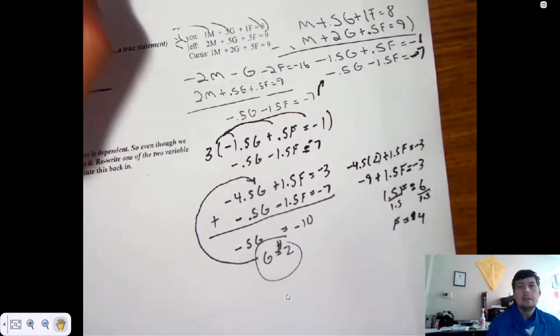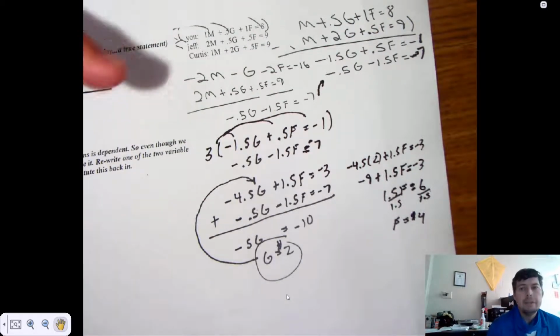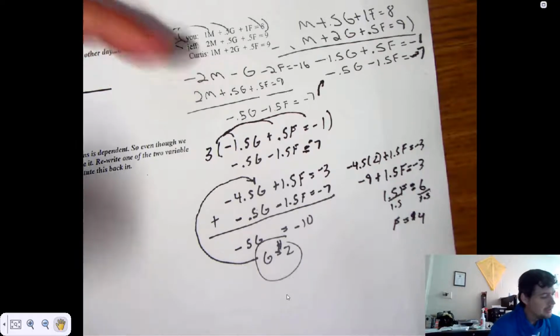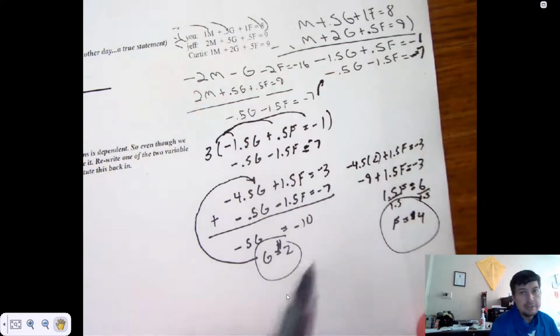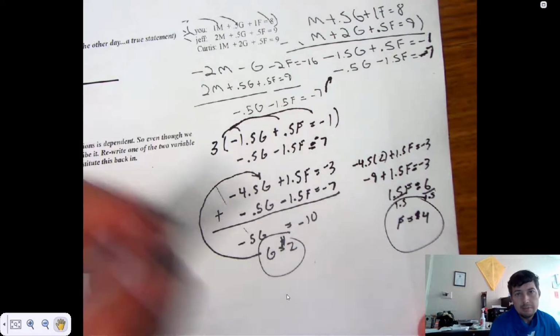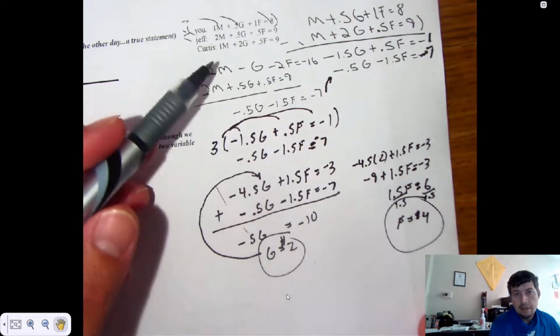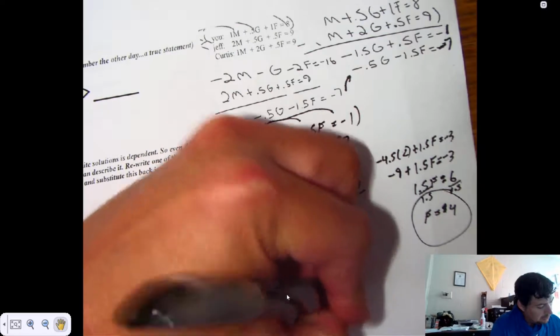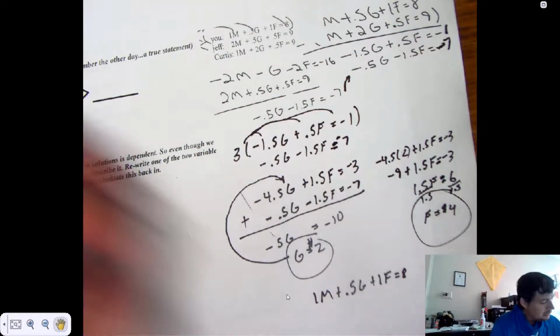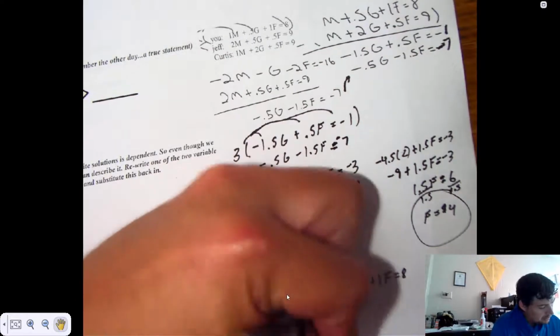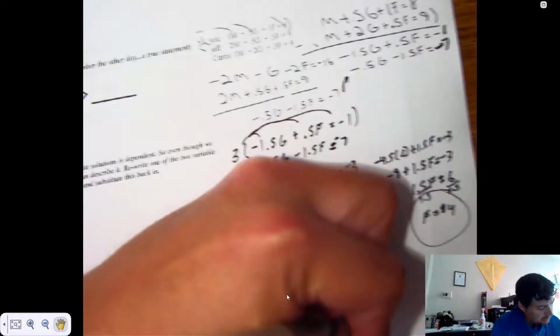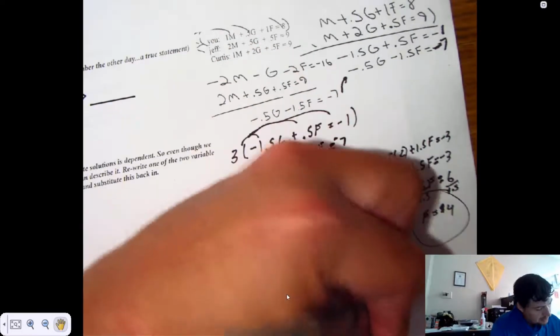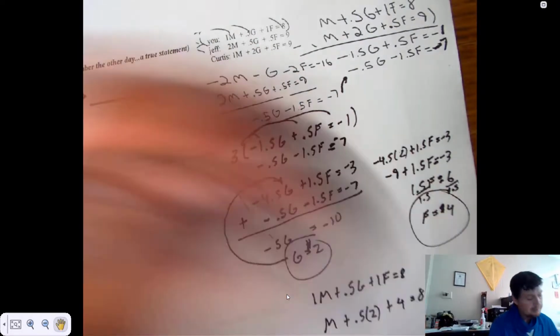Okay? So, if you were breathing yesterday, at this point in time, you realize that we take these two things and we plug them into something up top. It doesn't matter what equation you do. I'm just going to go to equation 1. I'm going to plug into this 1m plus a half a g plus 1f equals 8. So the only thing I don't know is m. So m plus a half of g, and g is 2, plus a fruit at 4 must be 8.